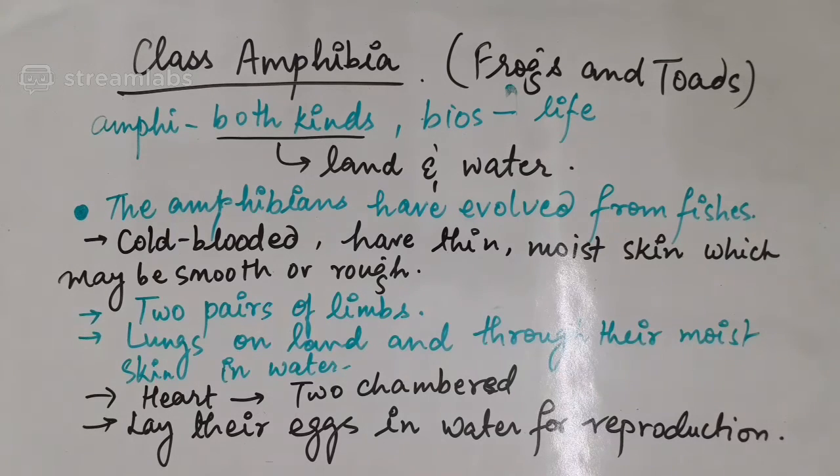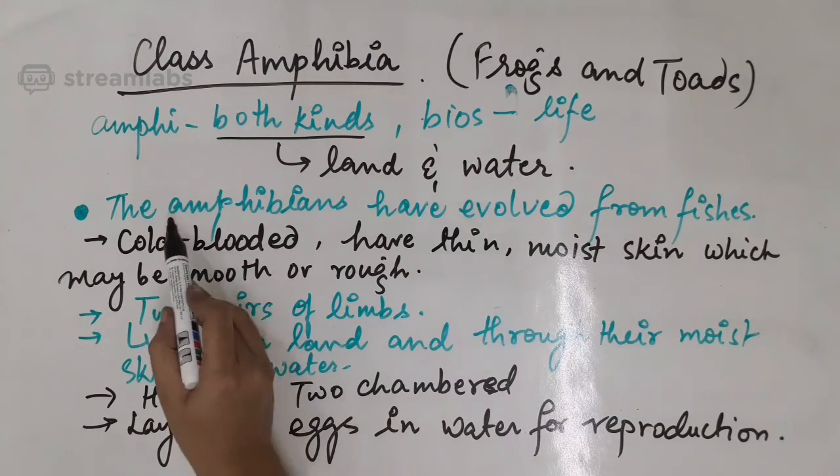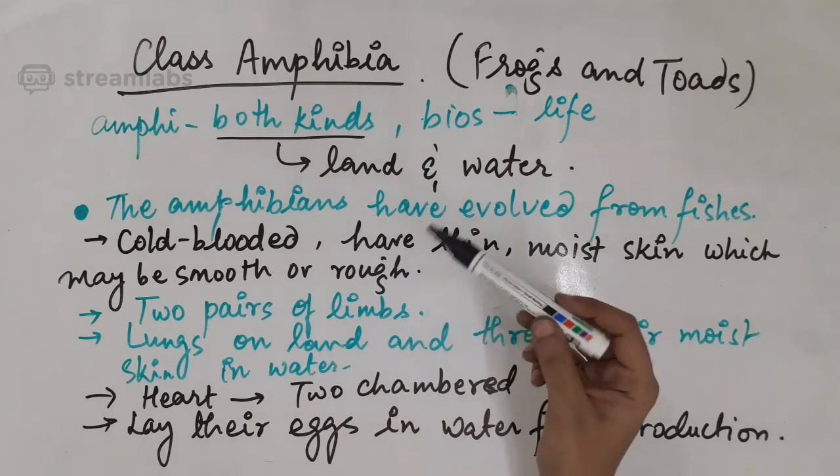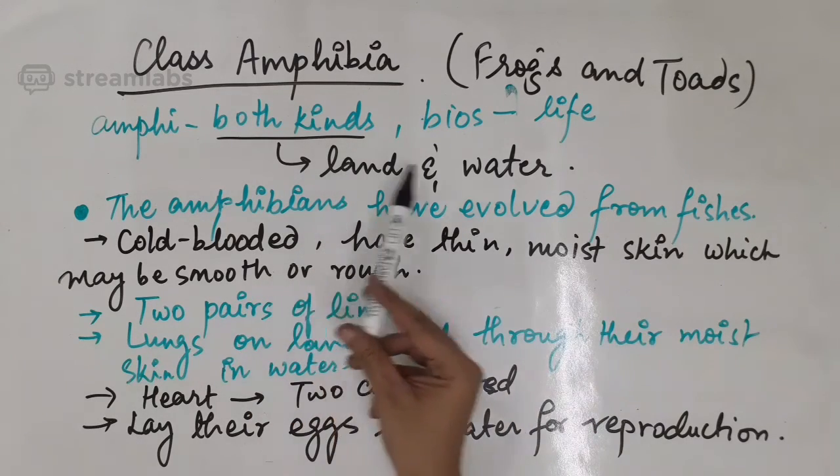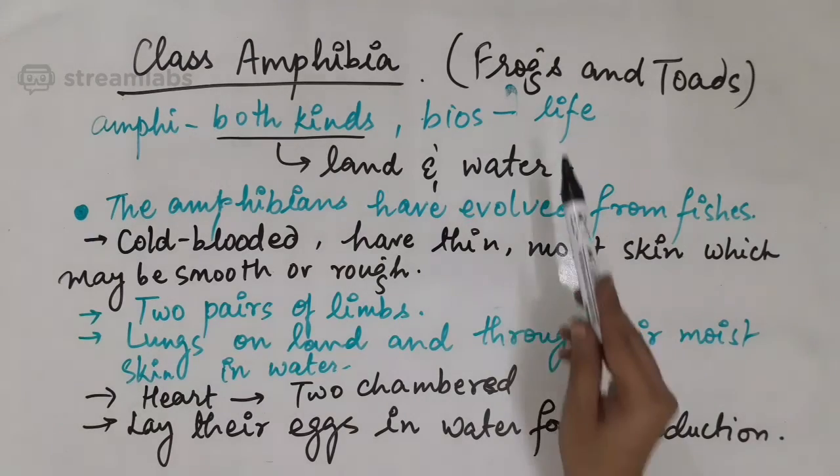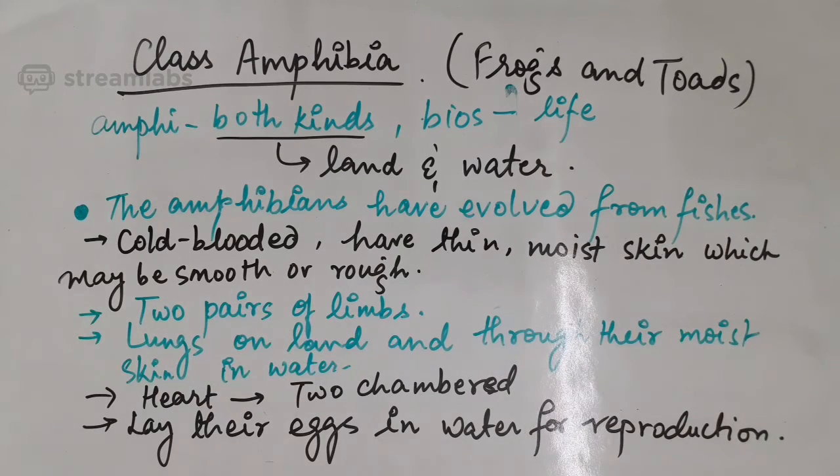Okay, so these are the important characteristics of class Amphibia. The animals are called the amphibians, like I have written here, the animals which can live both on land as well as on water. Example, frogs and toads. Other examples of the amphibians are salamander, and they have limbs for locomotion and fins for swimming inside the water.